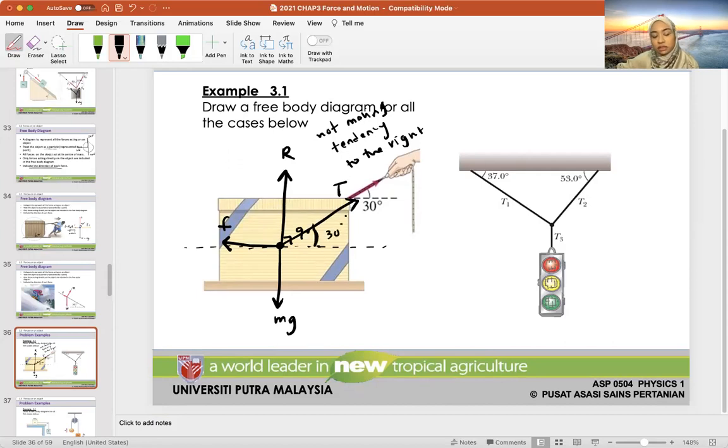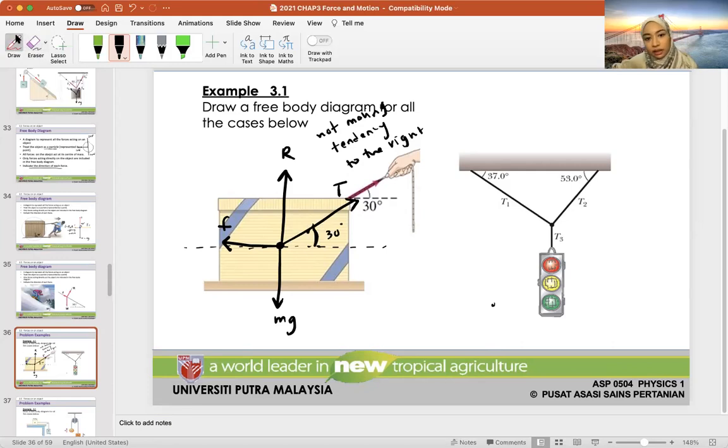Tension 30 degrees. Wajib ke tulis angle ni? Yes, wajib because it gives me the direction. If you just say, okay, tension is 30 degrees, 30 degrees apa? Below axis. Apa tu? Below the negative x-axis. Boleh. 30 degrees can mean anything. So you always have to specify dalam free body diagram ni. Lukis angle tu. Okay, so it's 30 degrees.